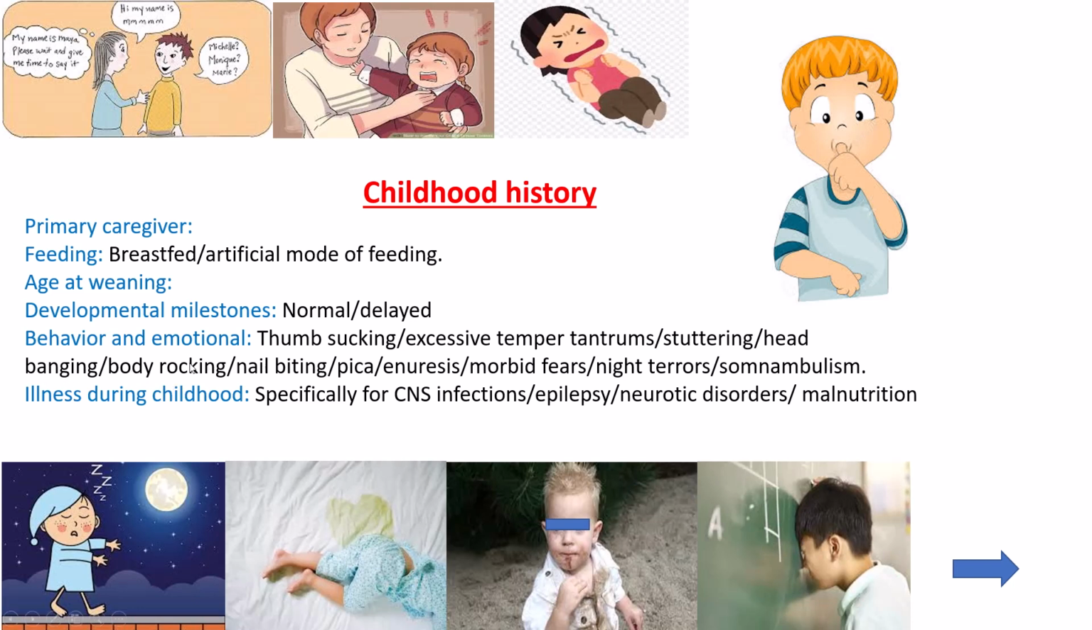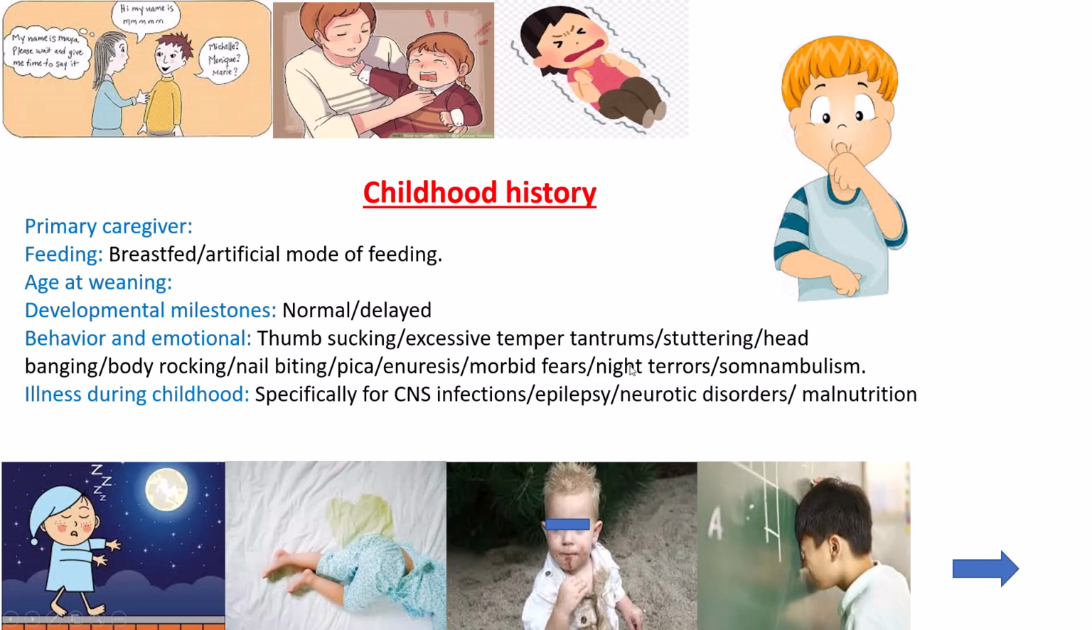Body rocking. They will move their body continuously to avoid an unpleasant situation. Nail biting, you know. Pica, eating mud. You see, this baby is eating mud. So this is called pica. If they are taking uneatable substances, then it is called pica. Usually children will do. Then enuresis, bedwetting. Here you see, urine passed by this child, bedwetting. Morbid fear. This is fear. Unnecessary fears will be there.